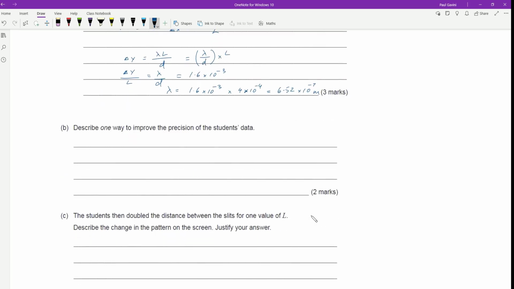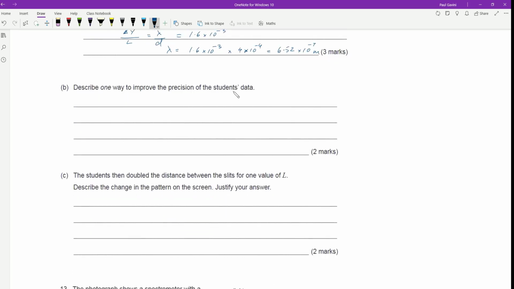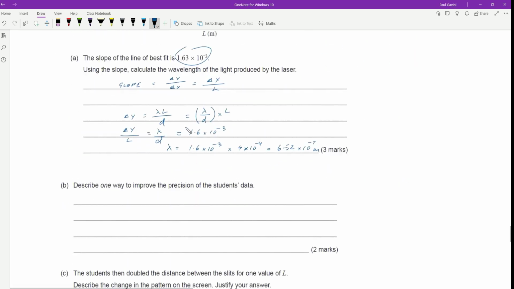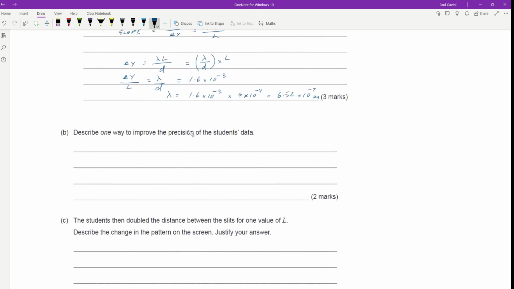Alright. Describe one way to improve the precision of this student's data. Okay, so let's go back here. What we want is to measure those distances more accurately. So rather than just doing it across 2 maxima, we do it across the lot of them and actually divide it as per the previous question. So that's one way of doing it: measure across more orders or maxima.